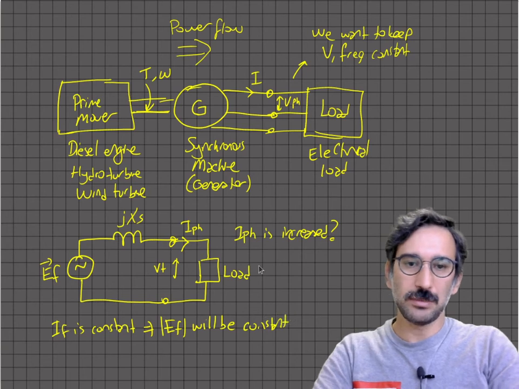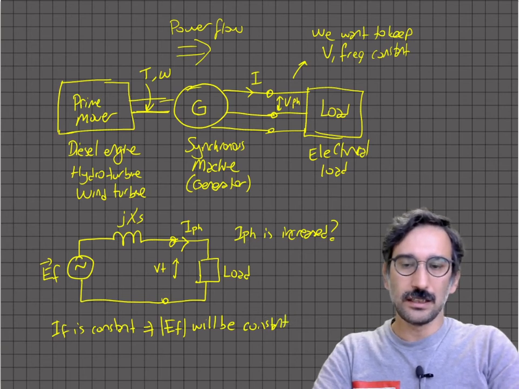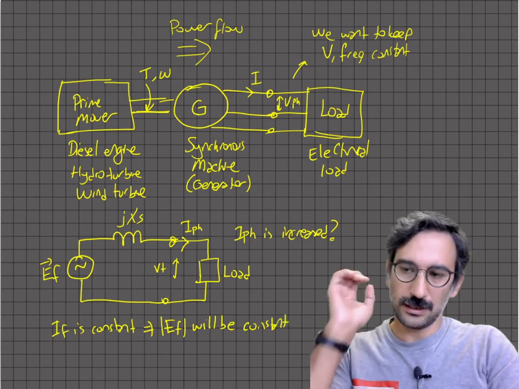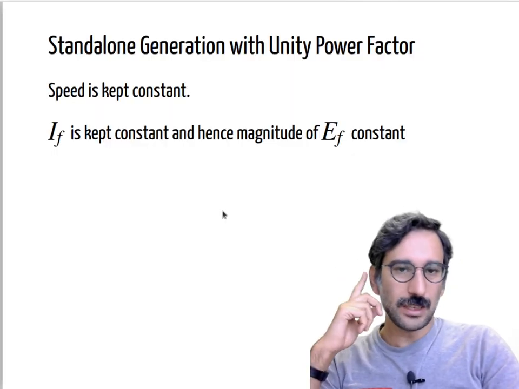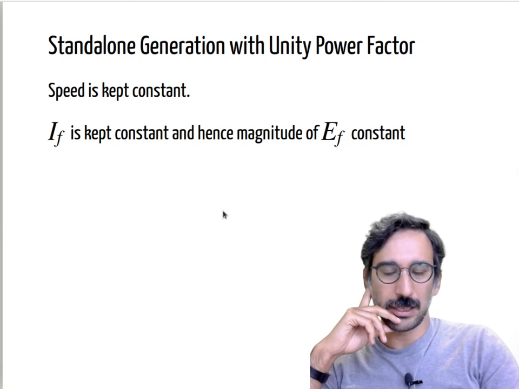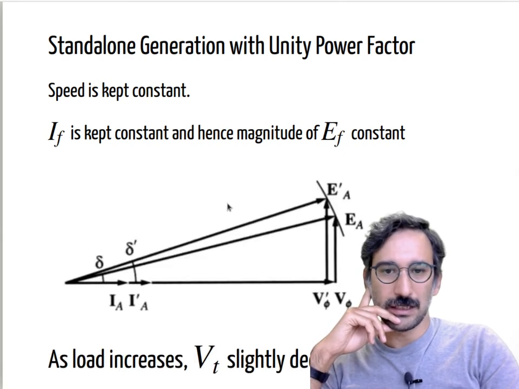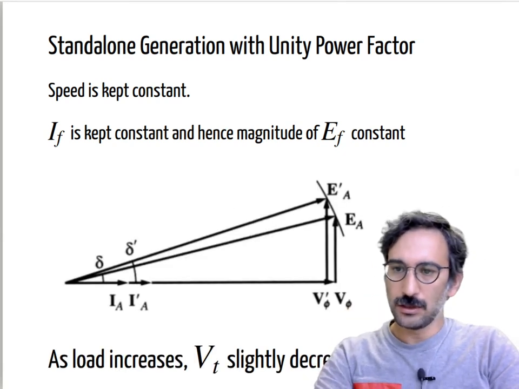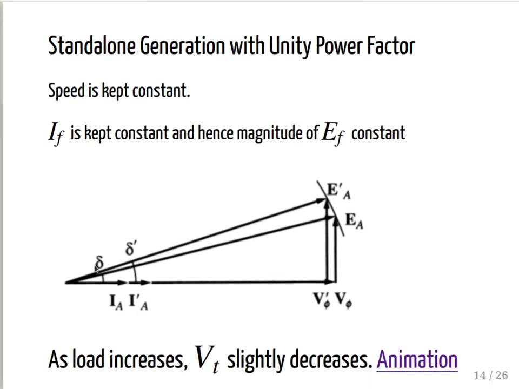So what will happen if I increase the phase current? Speed is constant, IF is kept constant, and the magnitude of EF is constant. Here you see the animation, you see the phasors.